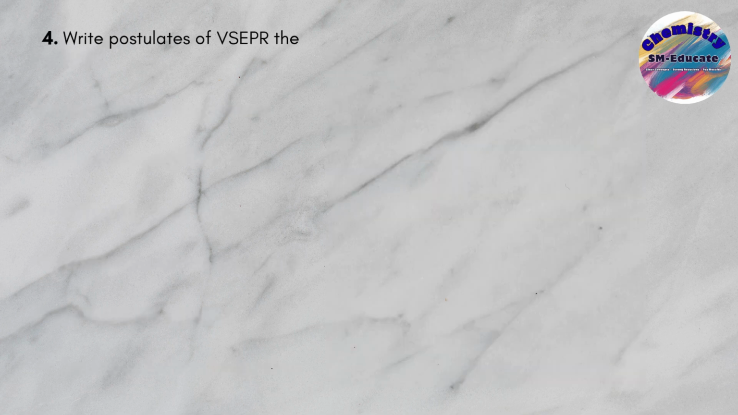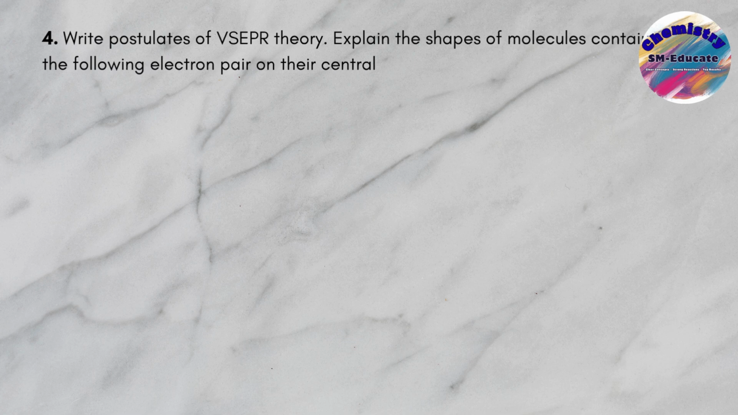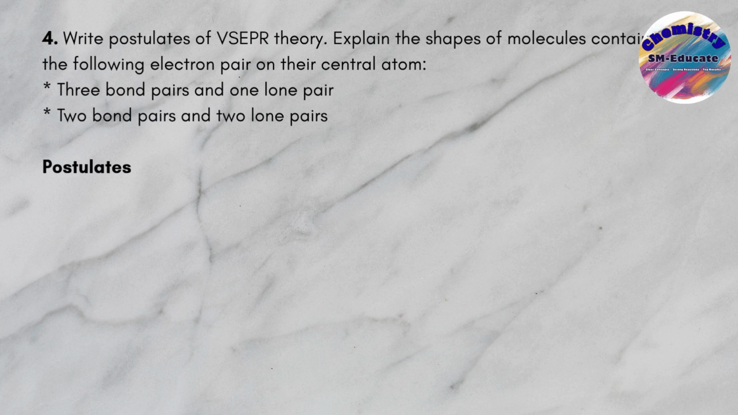Question 4. Write postulates of VSEPR theory. Explain the shapes of molecules containing the following electron pairs on their central atom: 1. 3 bond pairs and 1 lone pair, 2. 2 bond pairs and 2 lone pairs.